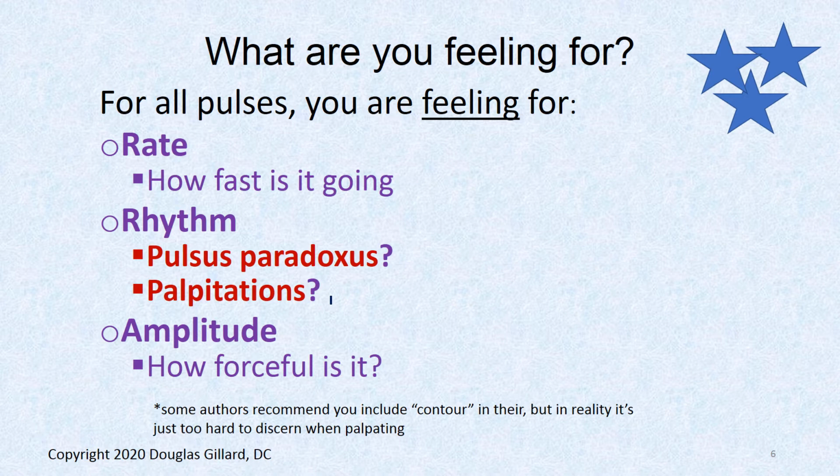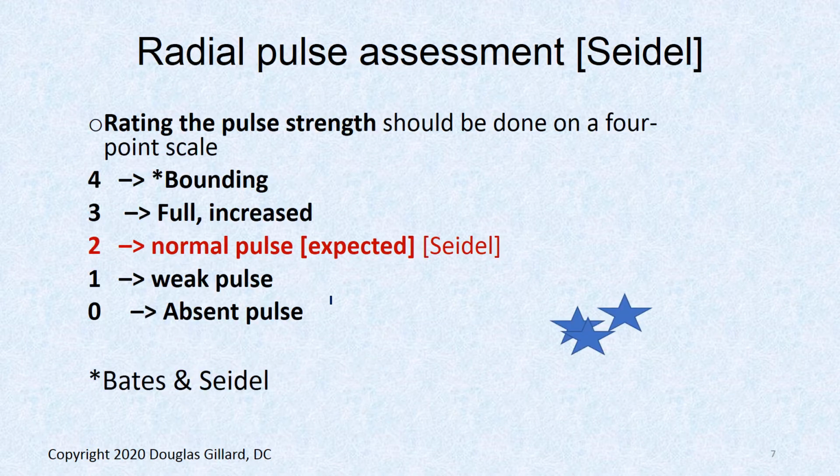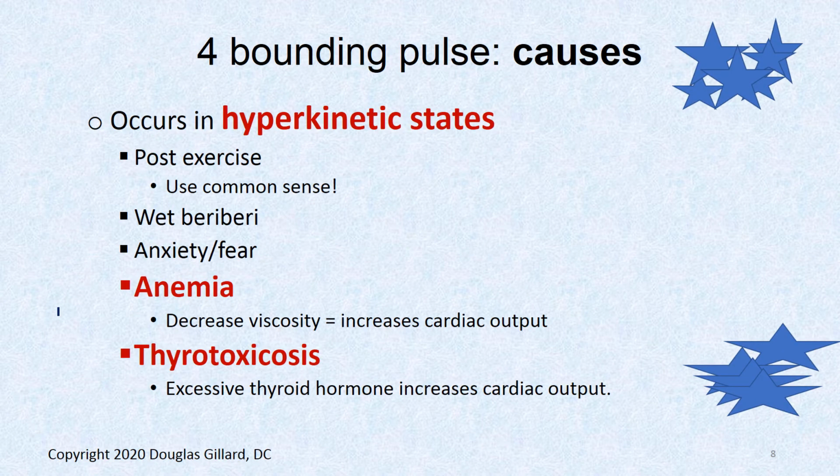The amplitude is what you feel if you take your own pulse, which you've probably done before. It should be a flicker, like a little flicker into your finger. It shouldn't be pounding like you just ran around the school 5 times. And we'll talk about what's called a bounding pulse. This is from Seidel. There is a pulse rating scale. A 2 is normal. A 3 or 4 is too much. 1 is weak. 0 is no pulse at all. And that's from both Bates and Seidel.